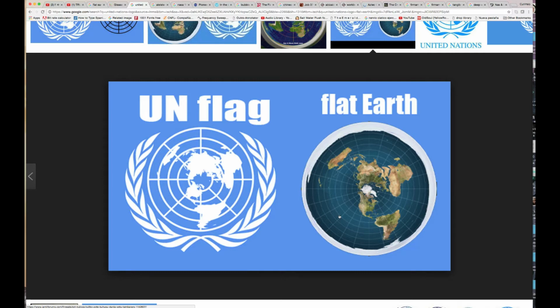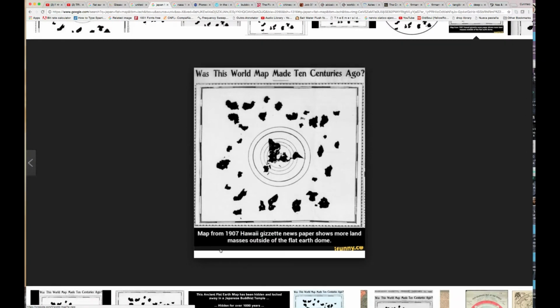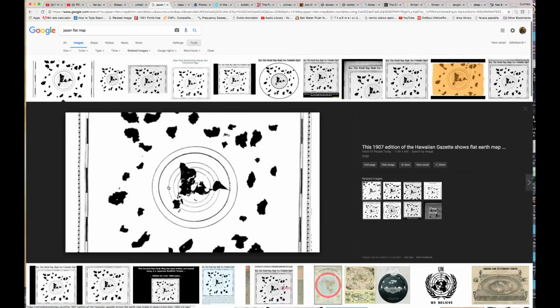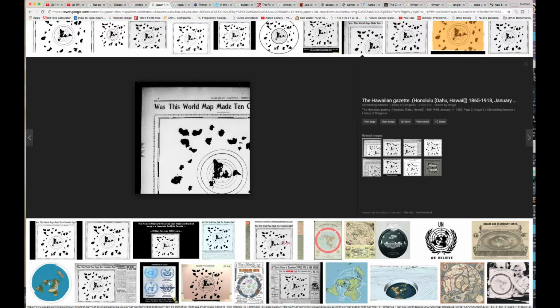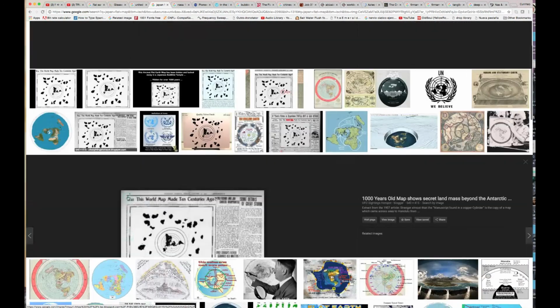You can tell me it's flat. If the shape changed again, everybody would have started laughing. Was this world map made 10 centuries ago? This is from an article. 1907, Hawaii Gazette. Newspaper shows more land masses outside the flat Earth. Okay, so it shows the flat Earth, just how we've been showing you, with the ice around, and then it shows more land beyond the pole. Beyond the South Pole, more land. It's gotta be wrong. Newspaper.